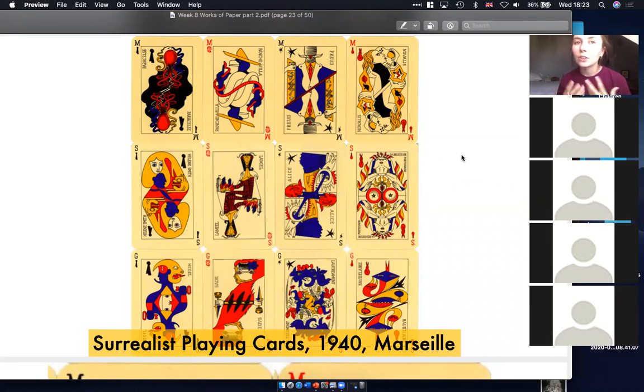And while they were in hiding, they decided to produce a new set of playing cards, because it was basically the only creative outlet that they had. It had to be something small, something portable that they could take with them whenever they wanted, and it also had to be something that wouldn't be questioned if they were found, something that they could just keep in their pockets. So playing cards was like the best solution they had to keep producing art.